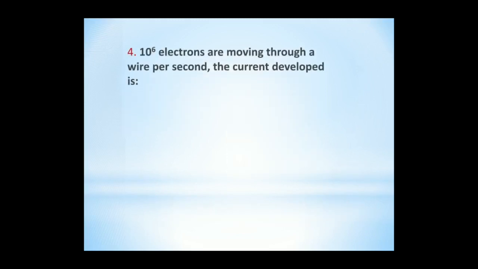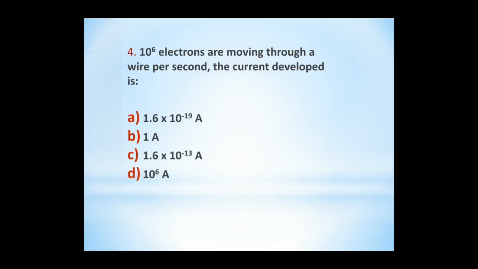Number 4 is, 10 power 6 electrons are moving through a wire per second. The current developed is option A 1.6 into 10 power minus 19 amperes, option B 1 ampere, option C 1.6 into 10 power minus 13 amperes, option D 10 power 6 amperes.